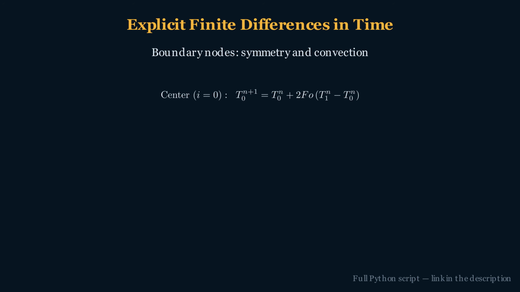At the center line, symmetry means the node's mirror image has the same temperature as its first interior neighbor. That folds the stencil into this form, with a factor of 2 since there's effectively a neighbor on both sides with the same value. At the surface, an energy balance on a half-control volume, the same technique from episode 1's governing equation derivation, just applied to one boundary cell, brings in a grid Biot number, h delta x over k, to account for convection carrying heat away.